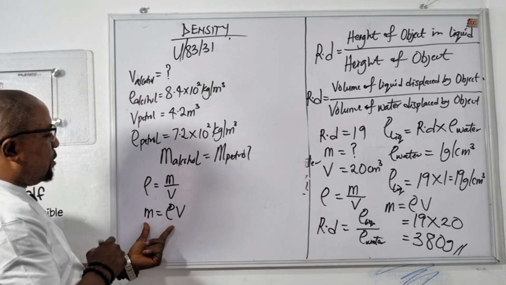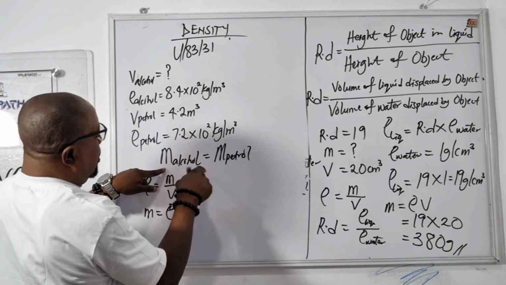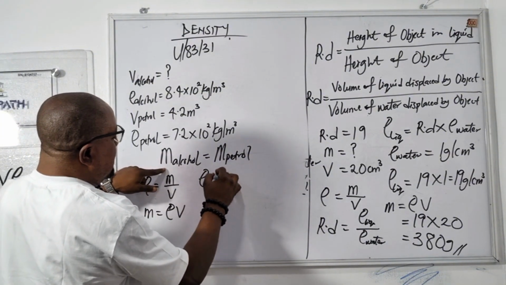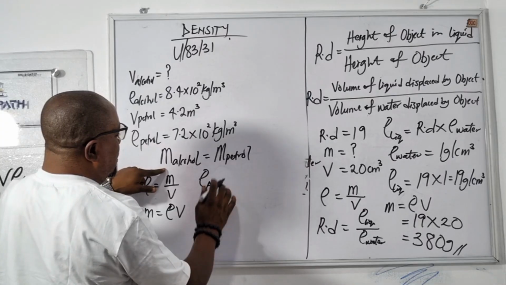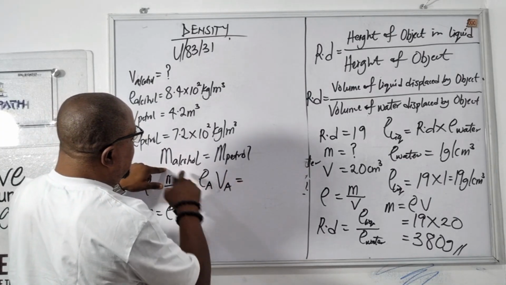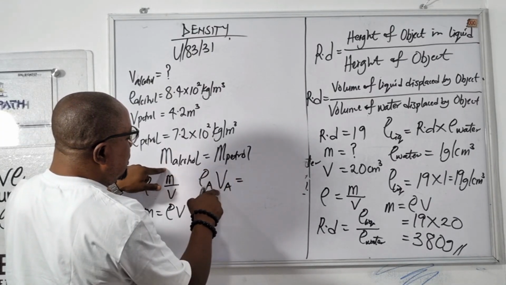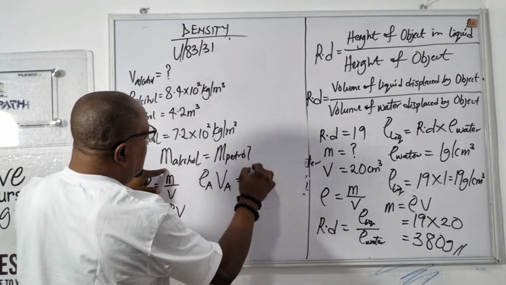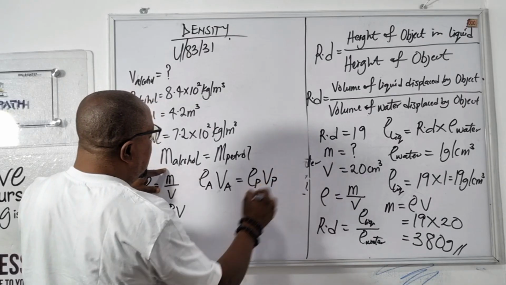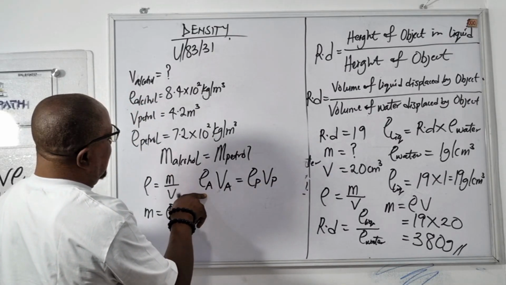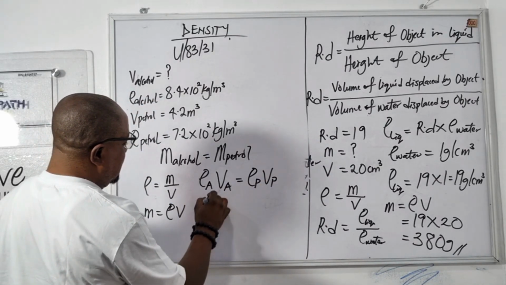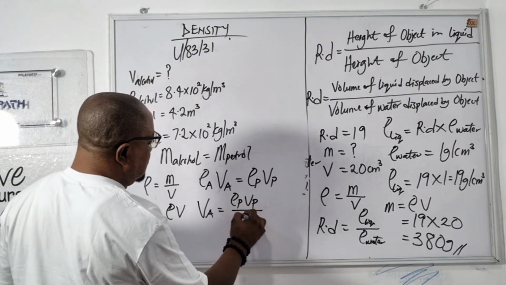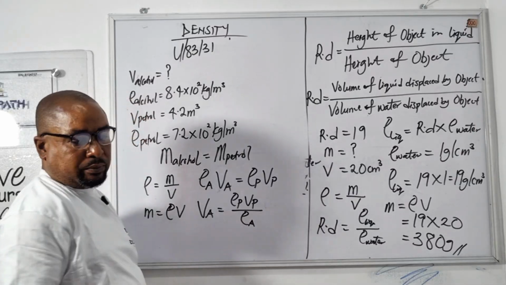So look at this now. We'll say density of alcohol times volume of alcohol, letting A stand for alcohol, must be equal to density of petrol times volume of petrol, since the masses must be equal. Making VA the subject of the formula, VA is density of petrol times volume of petrol over density of alcohol.